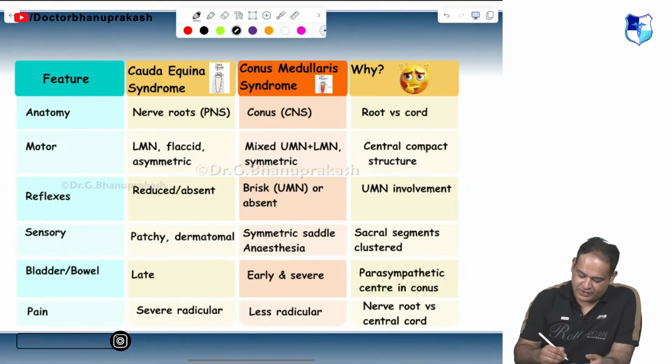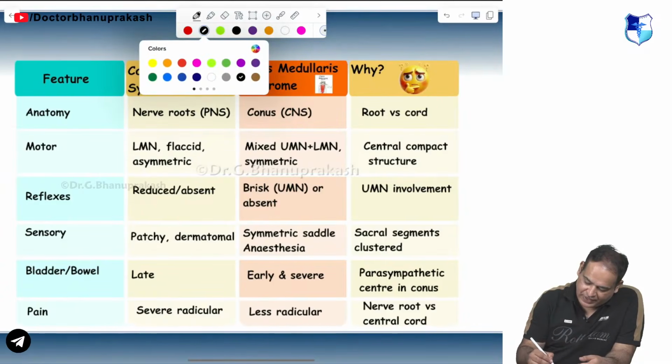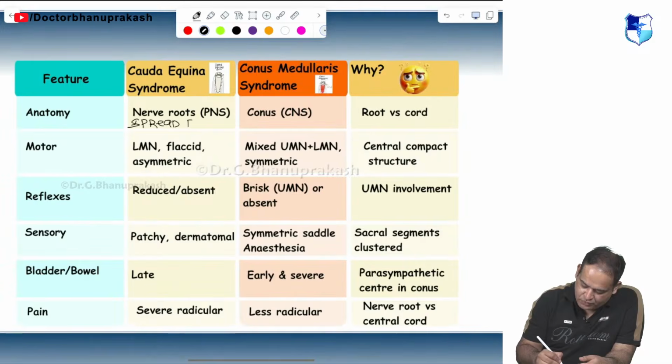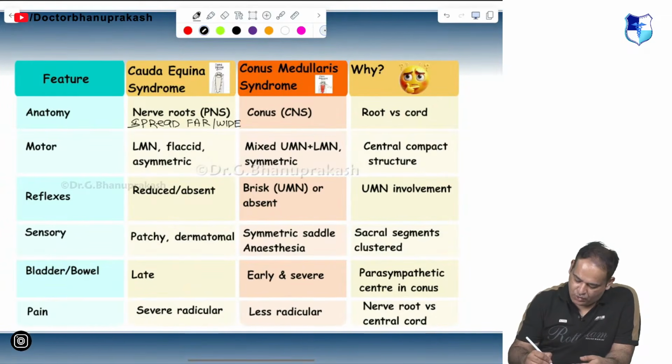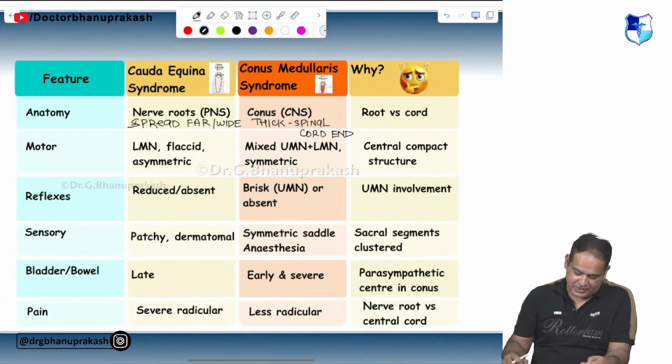Cauda equina syndrome. What are affected? Nerve roots are affected, and these nerve roots are spread far and wide. Now, conus medullaris is the thick end of the spinal cord. Thick end of spinal cord.